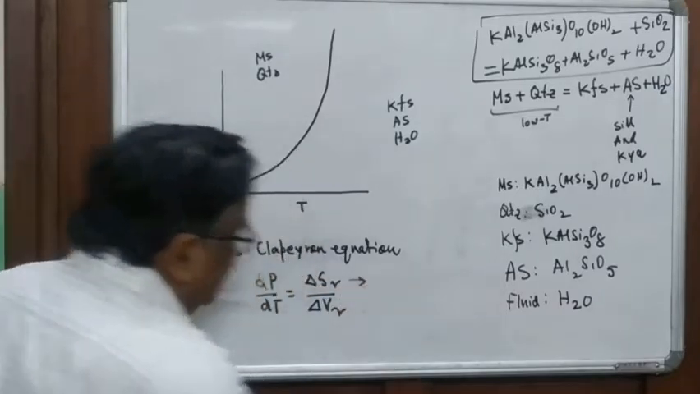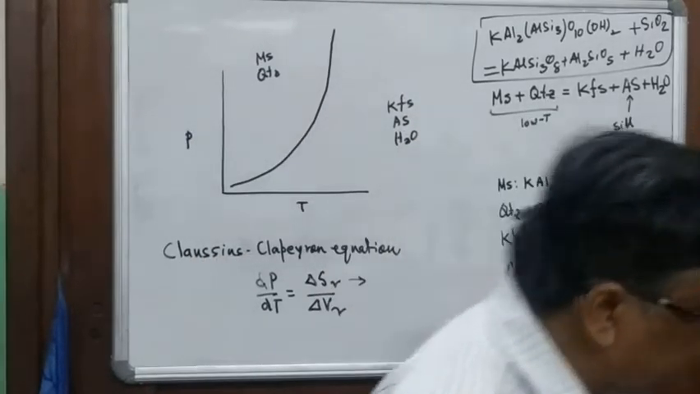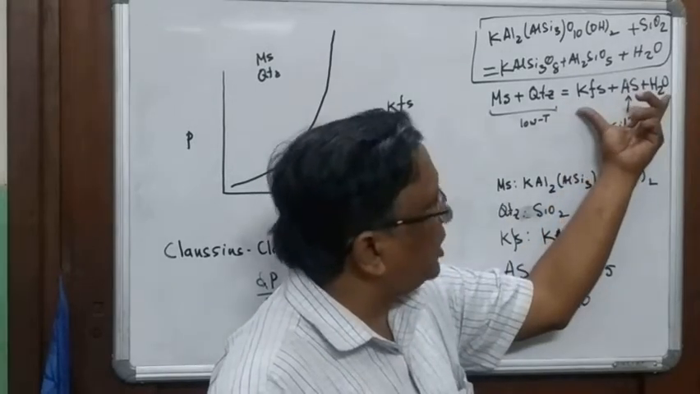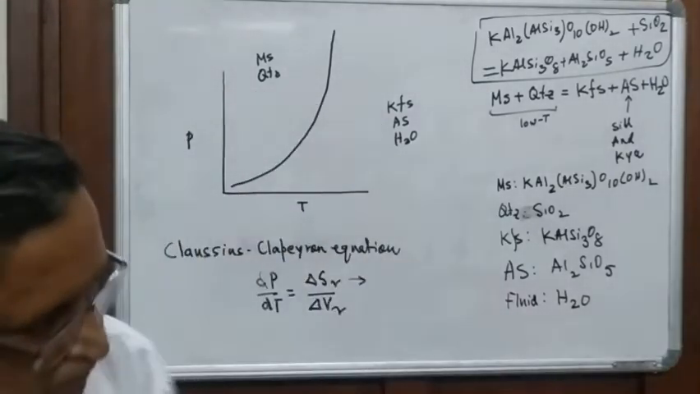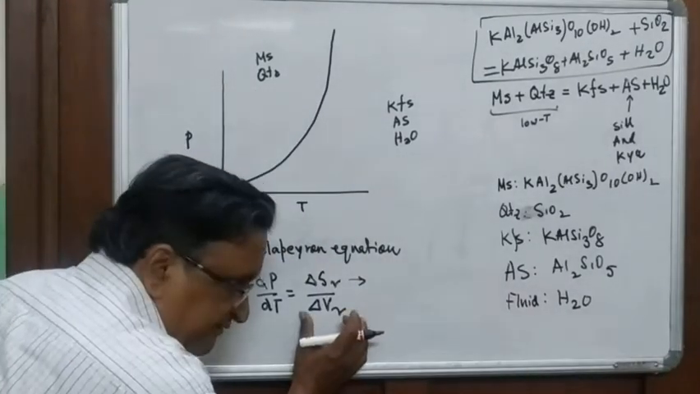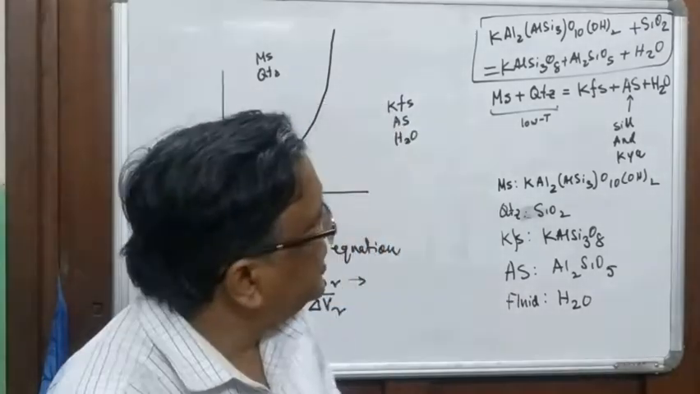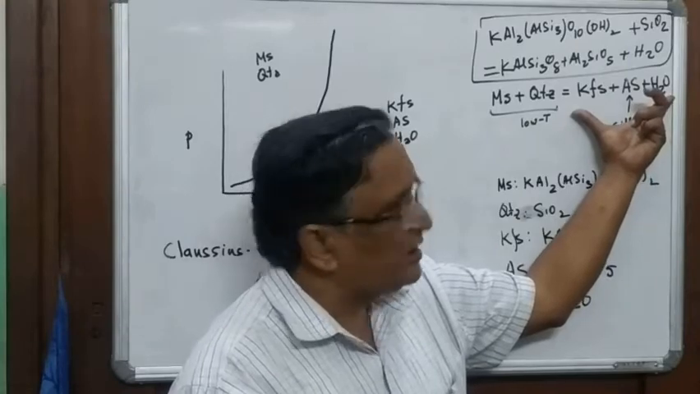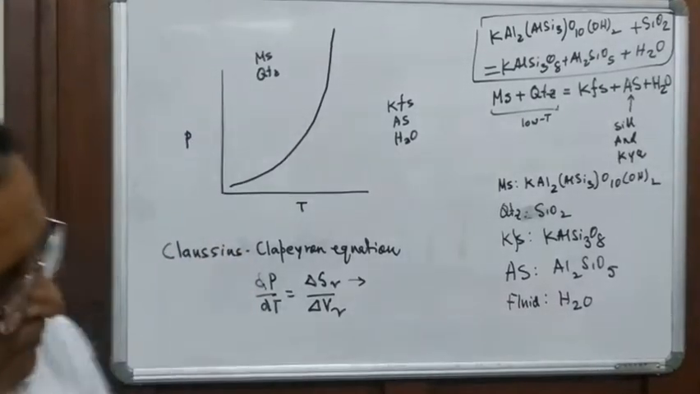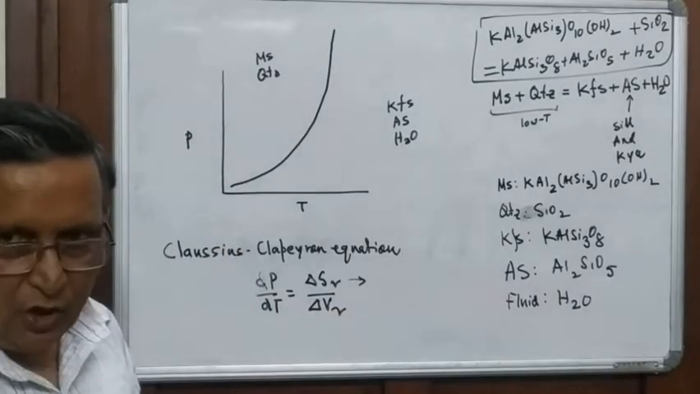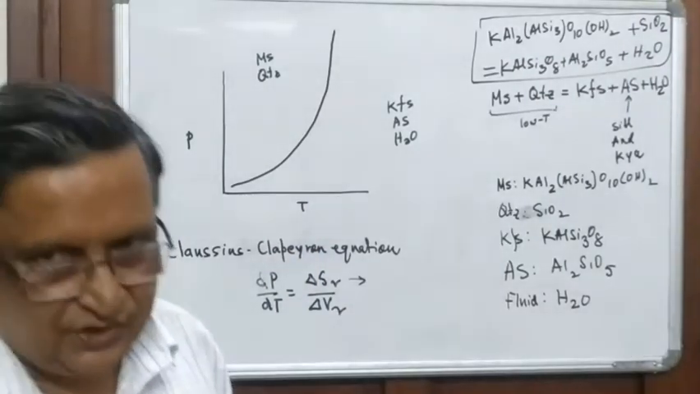This is the entropy change of the reaction. That means entropy of the products minus the entropy of the reactants. This is ΔVR, called the volume change of the reaction, which is volume of the products minus the volume of the reactants. Delta is always product minus reactant. R subscript means a reaction.